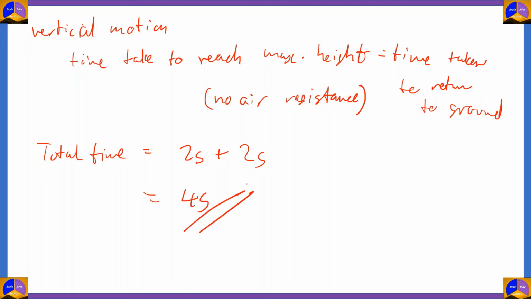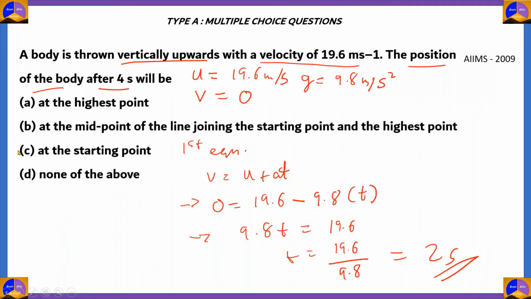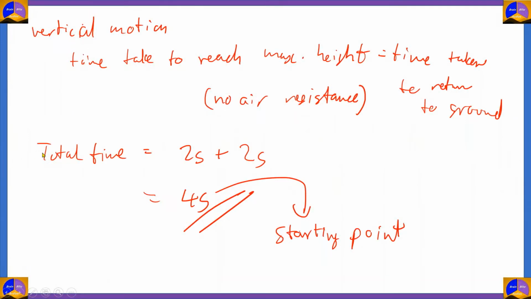So that means at 4 seconds, the object will return to its starting point. Since the upward motion is classified as motion in a straight line and it's a vertical motion, once the object returns to the ground, it will be at its starting point. So option C, at the starting point, is the right option.